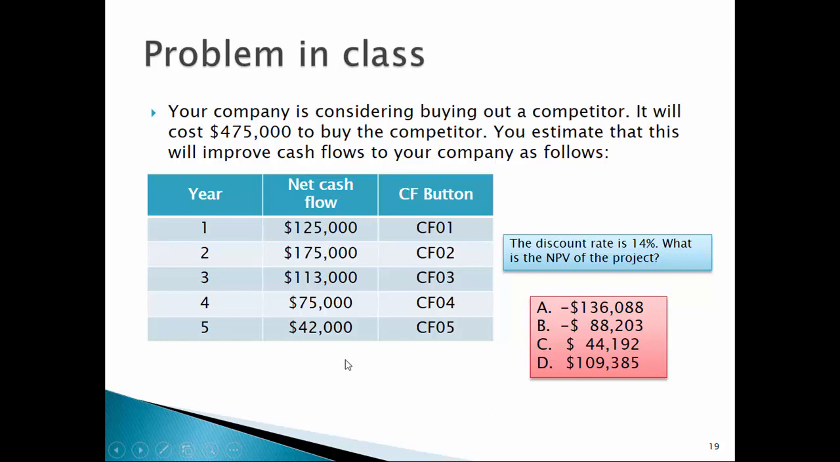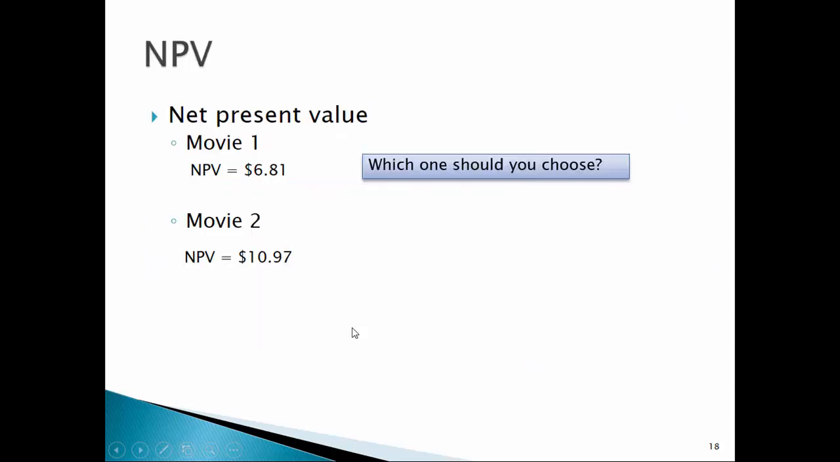Okay, and so put those in the cash flow button and you get the answer is B, minus 88,203. So in this case, it would not be worth doing it. It costs too much for the money you're getting in the future.